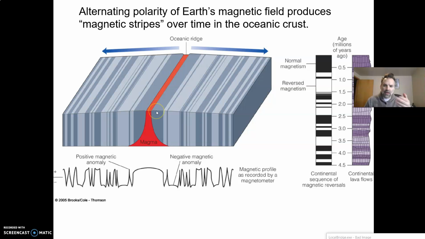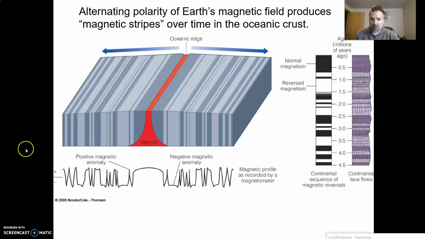So here's also emphasizing how they call them magnetic stripes that form over time. So for instance, here we have a mid-ocean ridge, and we have new lava that's forming. And at that time, it's going to lock in the Earth's magnetic field. And here it's showing you through time that here's a positive magnetic anomaly, and then all of a sudden here we have a negative and positive, and we got negative. So we can essentially record.